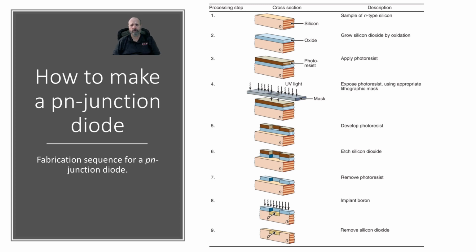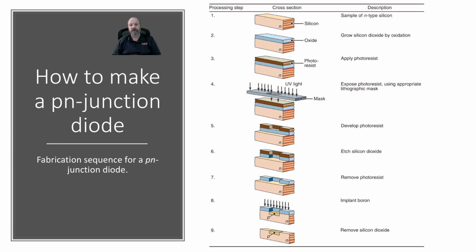So once you grow the thickness of silicon dioxide that you want, you apply some photoresist to it and you pattern it, right? So that's steps 3 and 4. So where the light goes is where you're going to have a hole in your photoresist. So in step 5, after develop, you can see the hole in the photoresist on top of the oxide. Okay, so now that hole is exposing the oxide underneath.